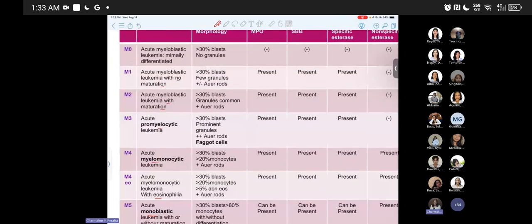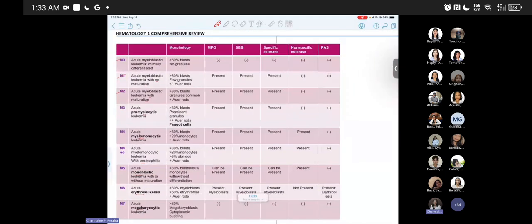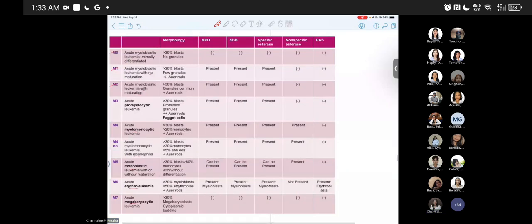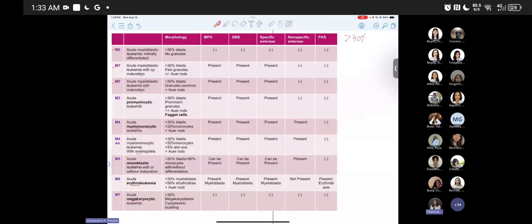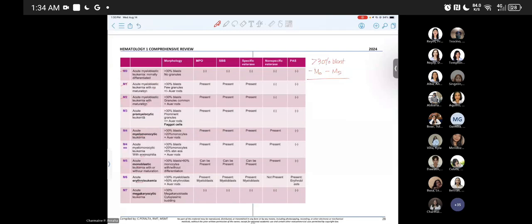Si M0, M1, M2, lista natin. Yung FAB classification na may greater than 30% of blast cells, we have M0, M1, M2, M1, 2, 3, 4, M0, 2, M5. Ano pa yung mga tatandaan sa table na to? Hahanapin kapag mga ganitong overwhelming information, hahanapin yung similarities and differences.